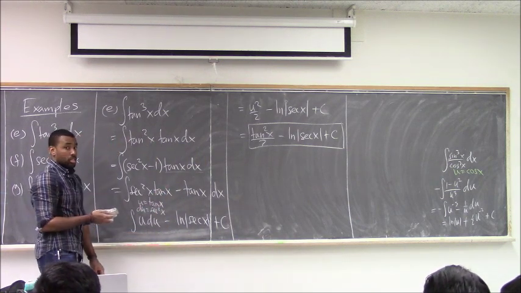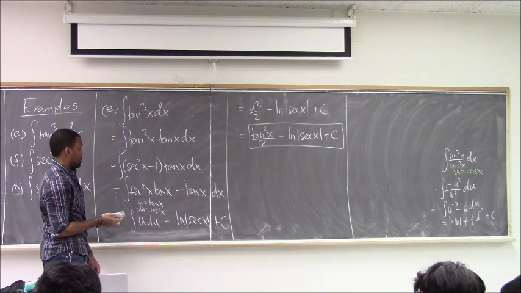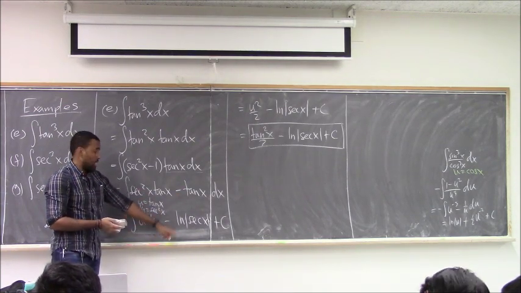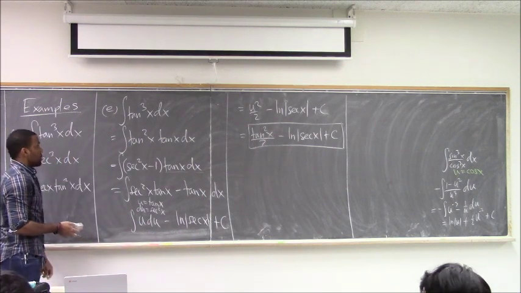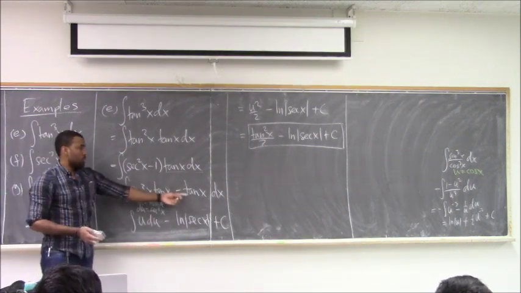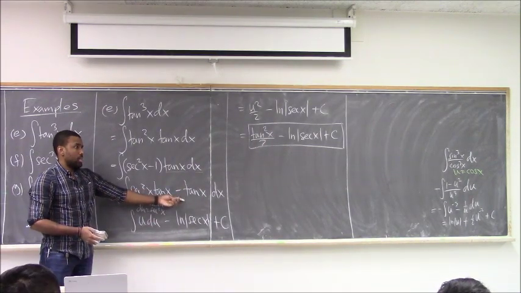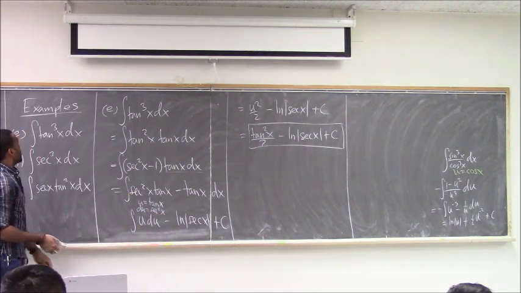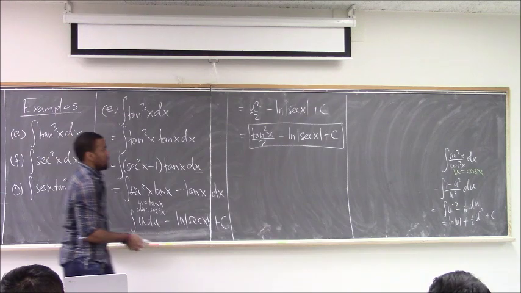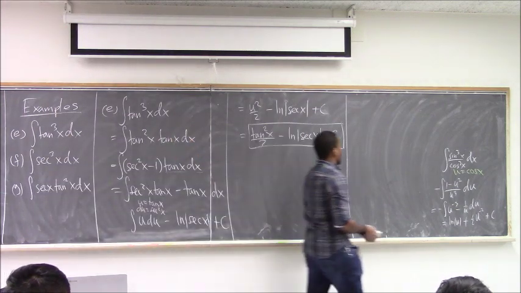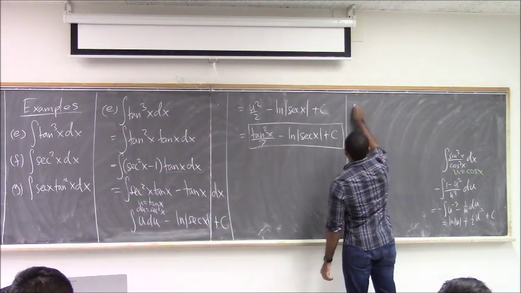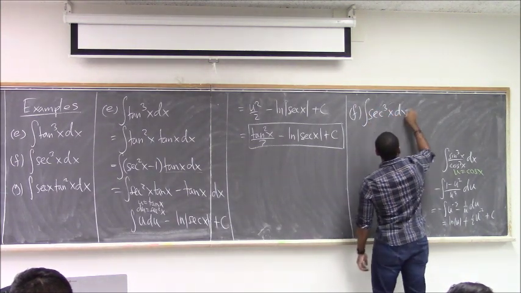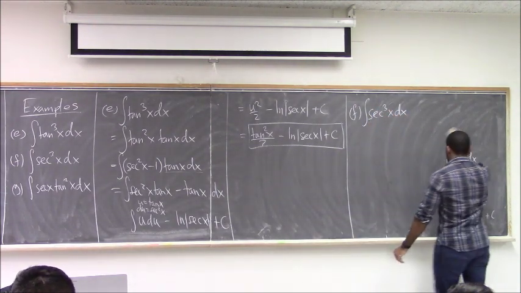Yes? Where did the ln secant x come from? The integral of tangent is ln of secant, of the absolute value. That was one of our basic rules. We derived that, was it last class or the class before? It's one of our basic rules. Okay. What about the integral of secant cubed? There are two different ways.